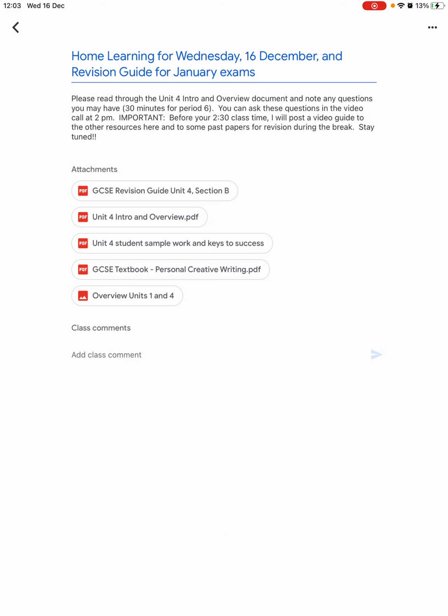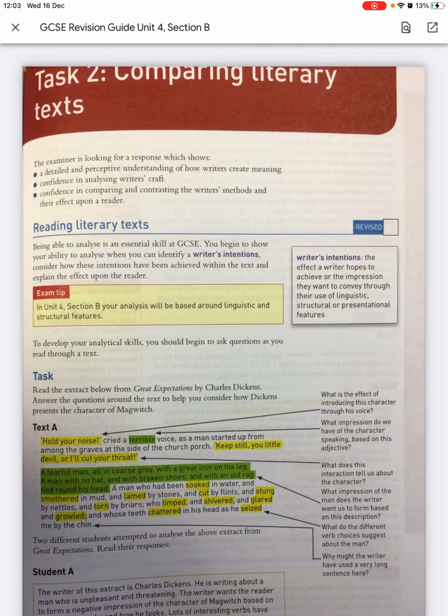Okay, now the last thing I want to do with you today in this recording is just to take a look at the first PDF there, the GCSE Revision Guide, Unit 4, Section B. Now again, what I'm doing here, I just finished talking you through the personal writing, which is the Unit 4, Task 1. And now I'm taking you to the Unit 4, Task 2.